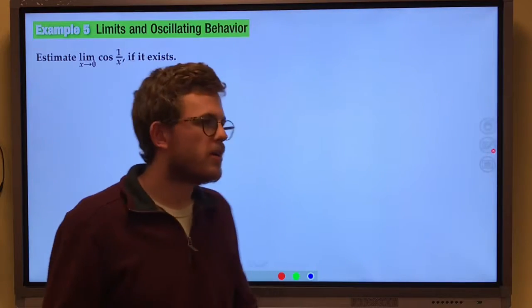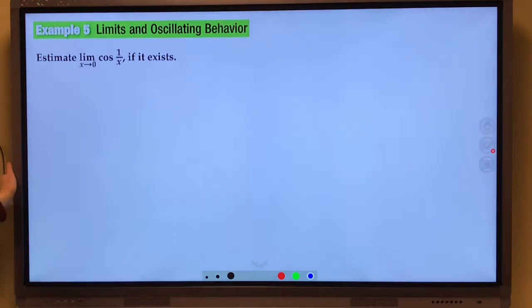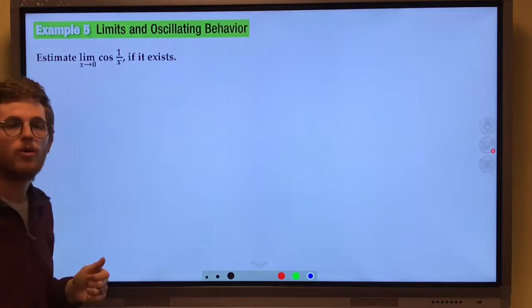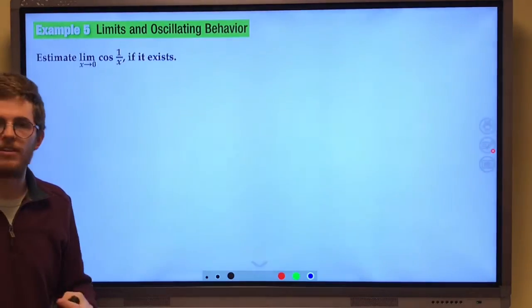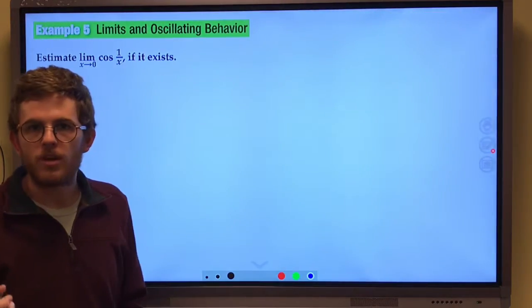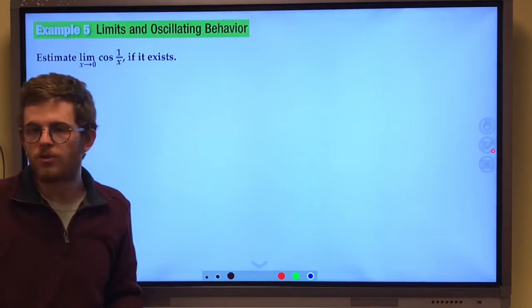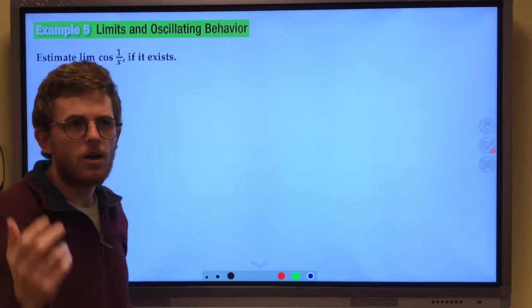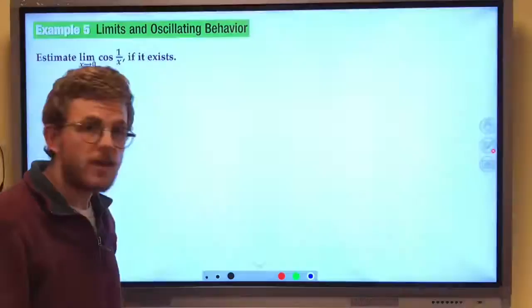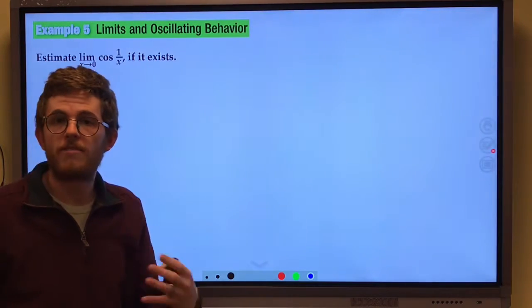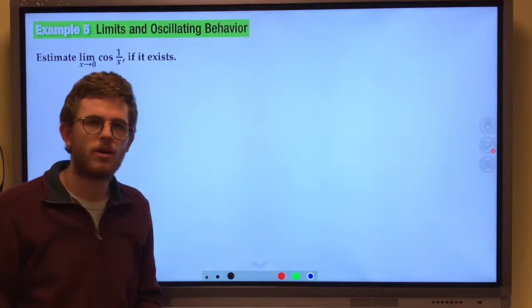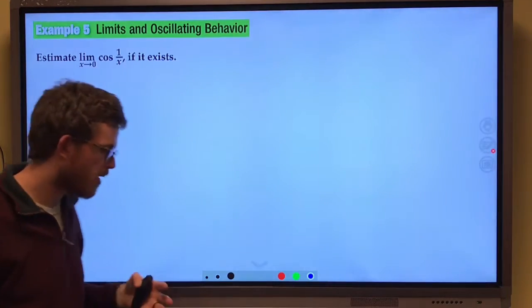All right, so here we want to find the limit as x approaches 0 for cosine of 1 over x, of course, if it exists. Now, for this one here, we do need to think a little bit deeper about cosine. What do we know about cosine? Well, we know that a cosine is going to have an output between -1 and +1. So let's think about that.